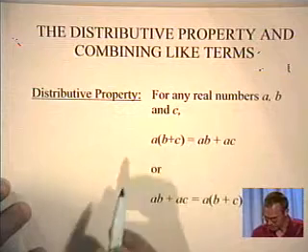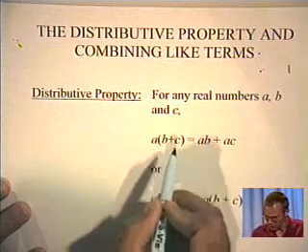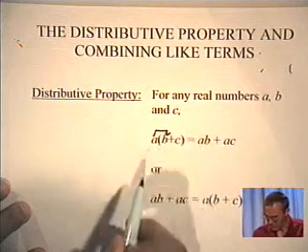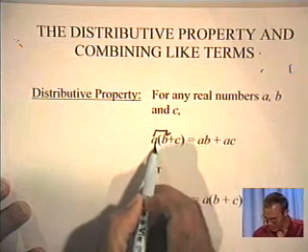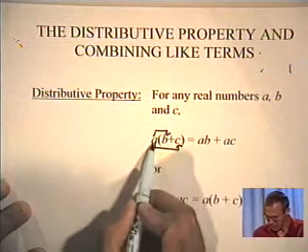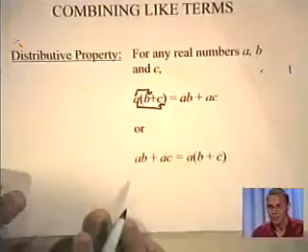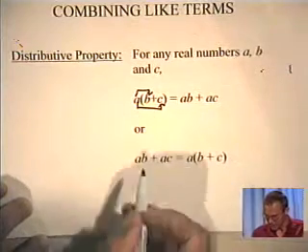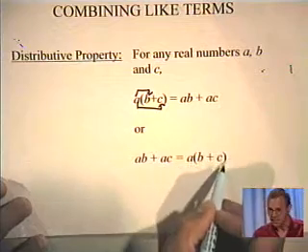We can see how this works. We have a times this parentheses. What we want to think of is we want to take this a, multiply it by the first term to get your ab. Then we'll take the a, multiply it by the second term to get our ac. Therefore, a times b is ab, a times c is ac. Certainly we could think of it the other way around. This is just the same statement flipped. ab plus ac is equal to a times the quantity b plus c.